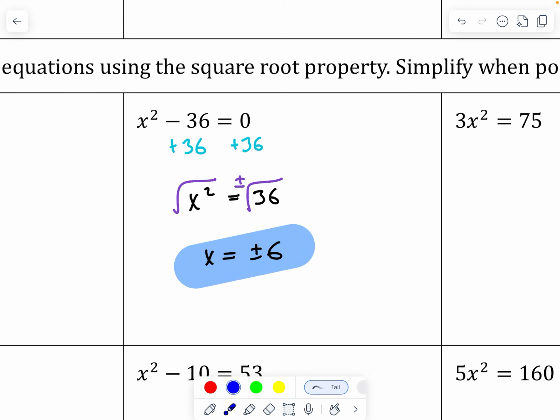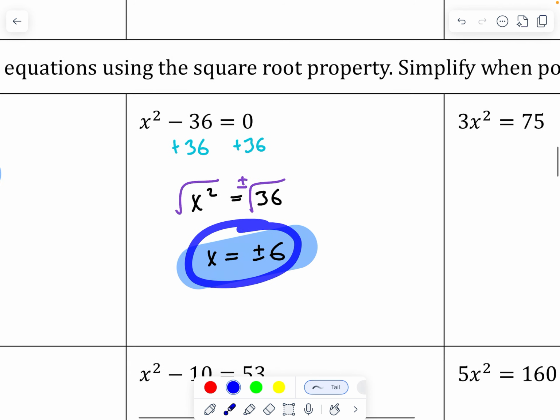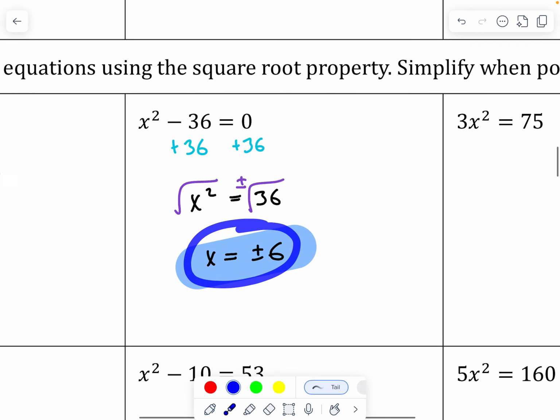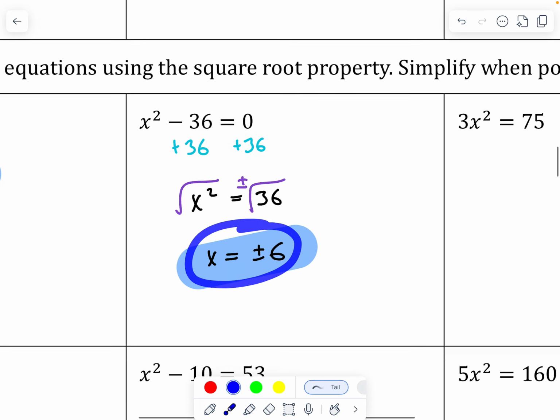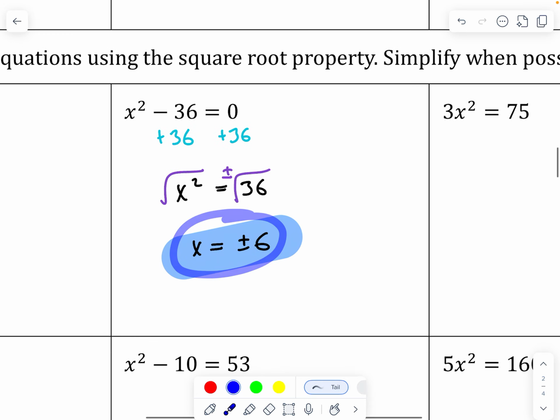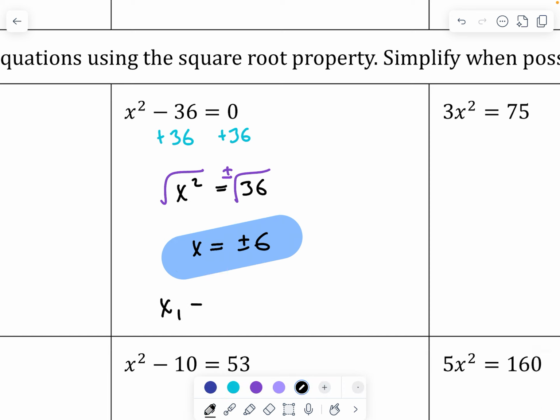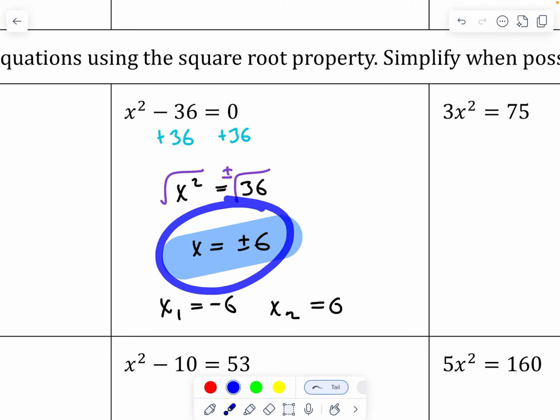Now, even though we're writing this as a single expression, realize that these are 2 solutions. There are 2 solutions here. When I write x equals plus or minus 6, we could also write the first solution is negative 6 and the second solution is 6. But that's a lot of writing, so you can just leave it like that.